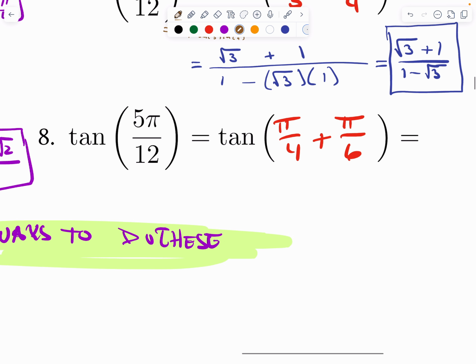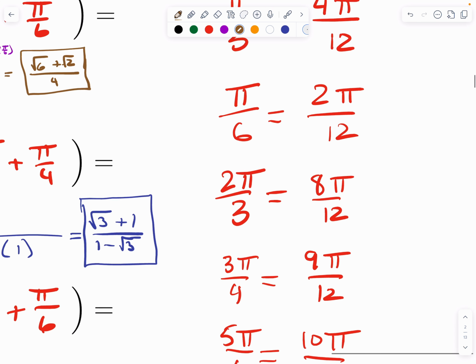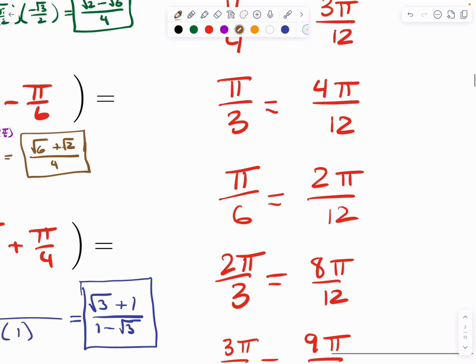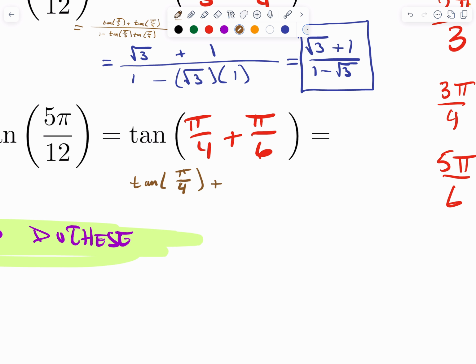Okay, so 5 pi over 12 is pi over 4 plus pi over 6. You can see this because pi over 4 is 3 pi over 12, pi over 6 is 2 pi over 12. So this is going to be tangent of pi over 4, we're using the sum formula, plus tangent pi over 6, over 1 minus the product of these tangents.